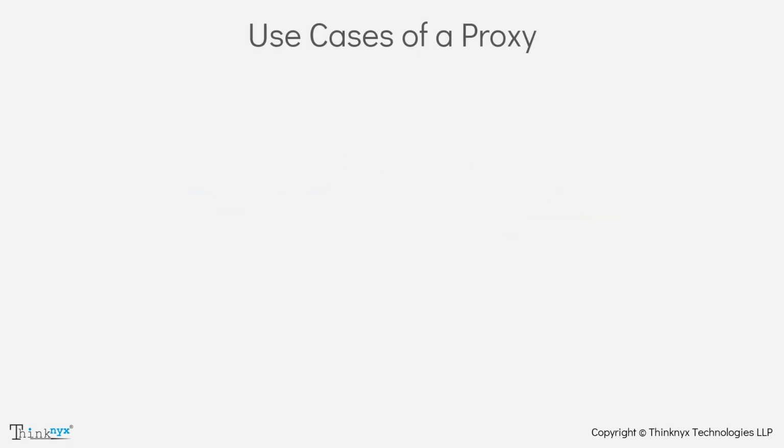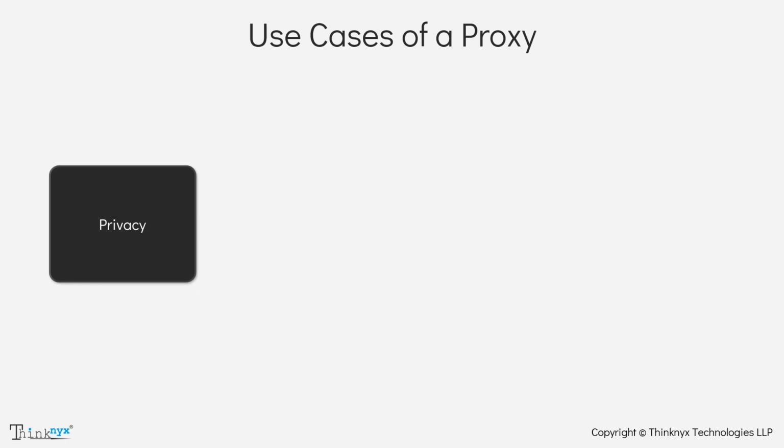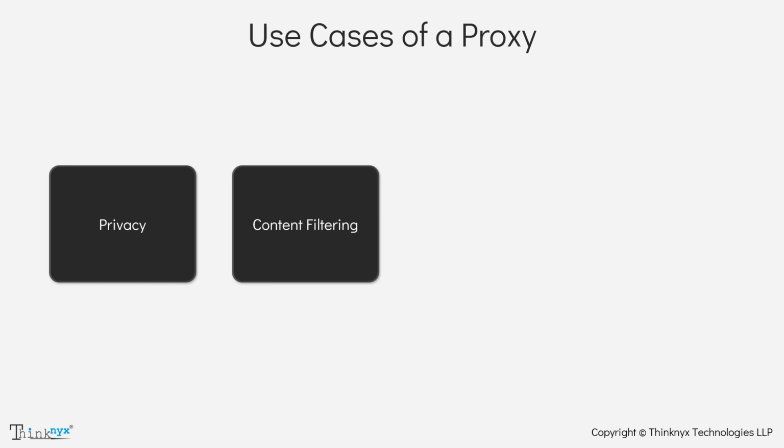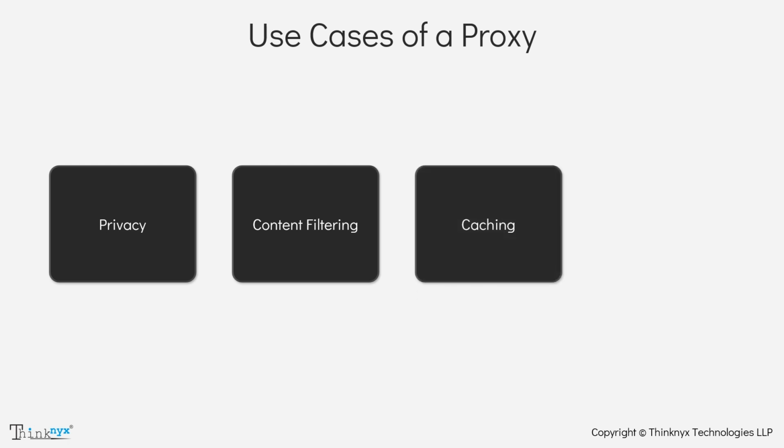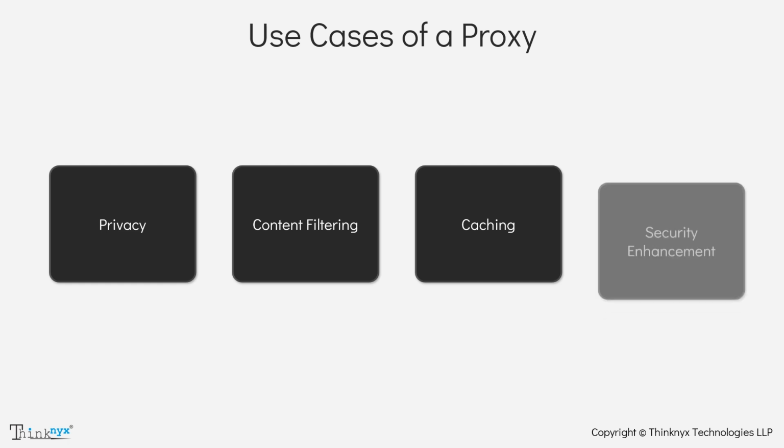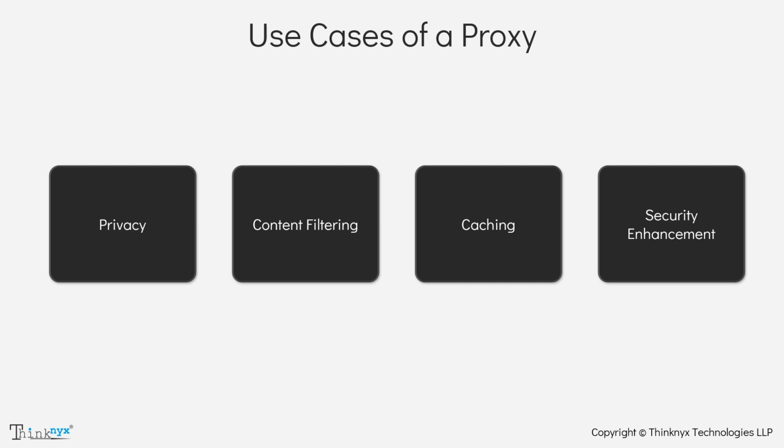Here are a few use cases of proxy. Privacy. It masks the user's IP address, helping with privacy. Content filtering. Proxies are used by organizations to block or allow specific websites. Caching. It stores copies of frequently accessed web pages to speed up load times. Security enhancements. Proxies can help prevent direct access to potentially malicious websites. For example, when you use a VPN, it often functions as a proxy, making it appear as if you are browsing from a different location.